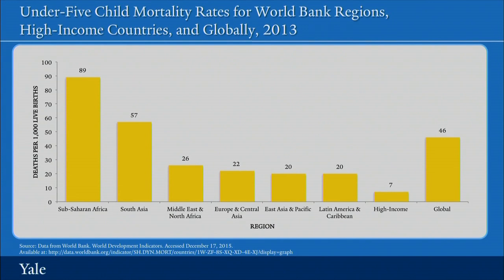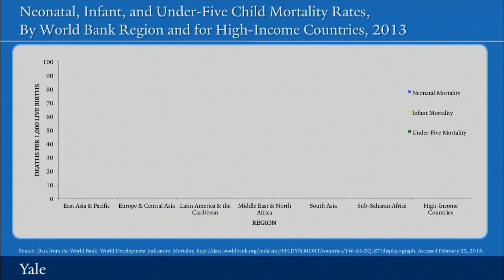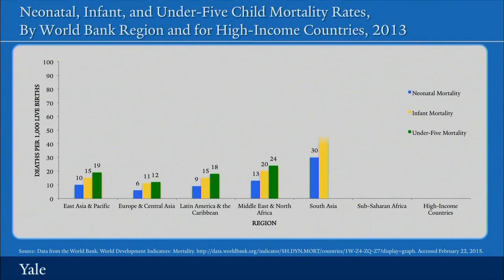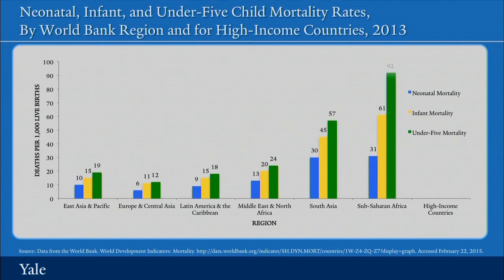Now I want to show you one of my favorite graphics, and this is a graphic that combines neonatal, infant, and under 5 child mortality. And I think this is also a graphic that I hope you'll find quite enlightening. The main point that I want to bring out with the help of this graphic, and this is neonatal, the yellow is infant, and the green is under 5 child mortality.